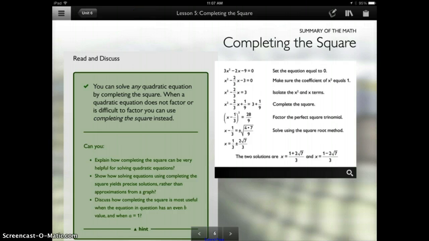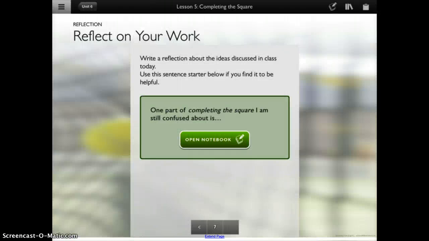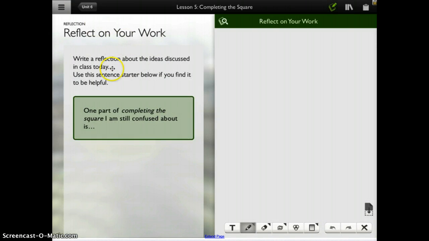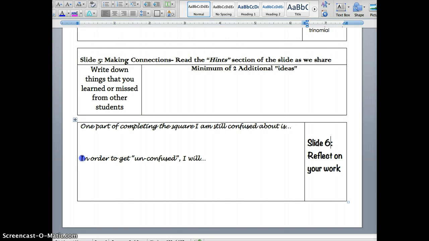And slide 7, which looks like this, reflect on your work. In your notebook, again, click up here in the top right and write a reflection. It says, one part of completing the square I'm still confused about is, complete that sentence. And I gave you a bonus one: in order to get unconfused, I will. So one thing that you're confused about, and what are you going to do about it?